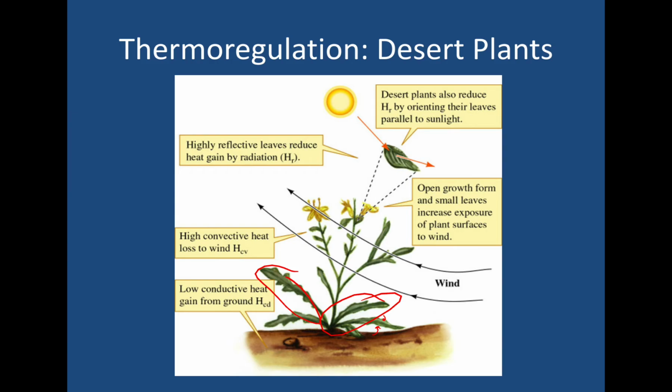So aside from modifications that prevent heat gain from the sun, these plants also usually have an open growth form, which means that their surfaces are exposed to wind. So this allows the plant to lose heat to wind through convection. Again, I'm saying usually a lot because there are still some exceptions. And finally, the growths of these plants are positioned in such a way that the tissues are kept away from the ground. This lowers heat gain from conduction because obviously the ground in deserts is very hot most of the time.